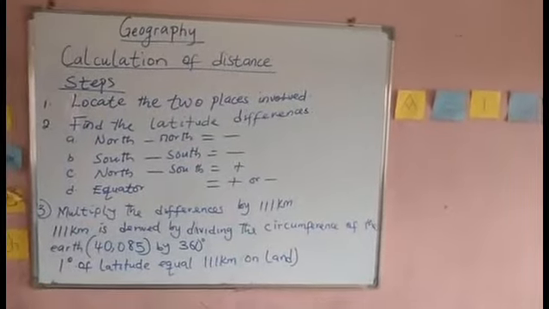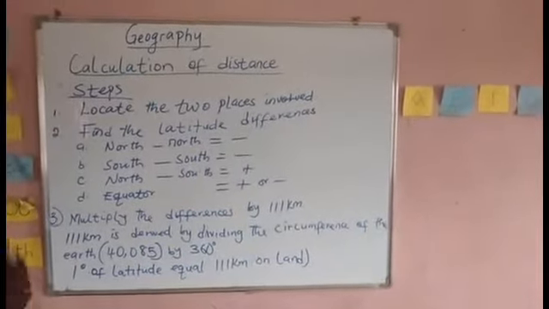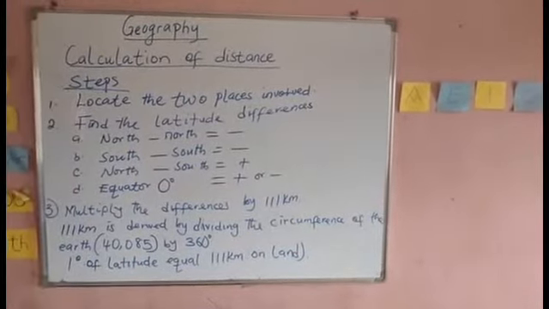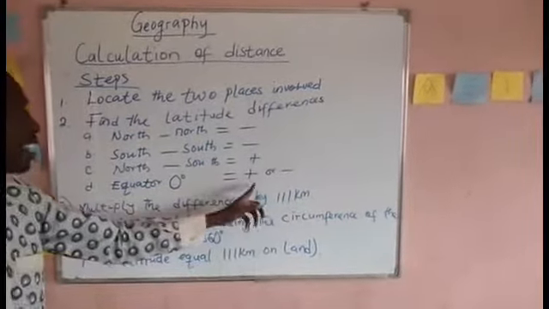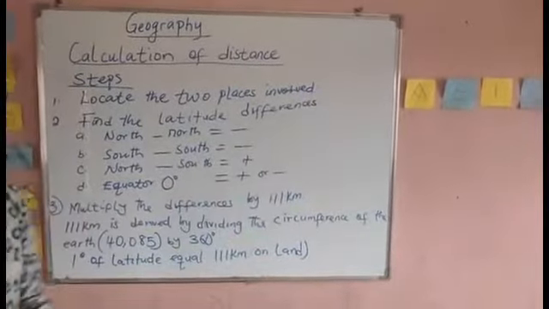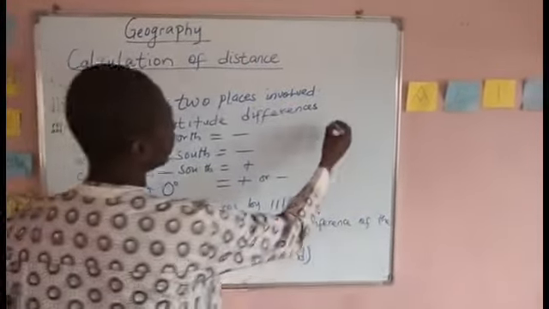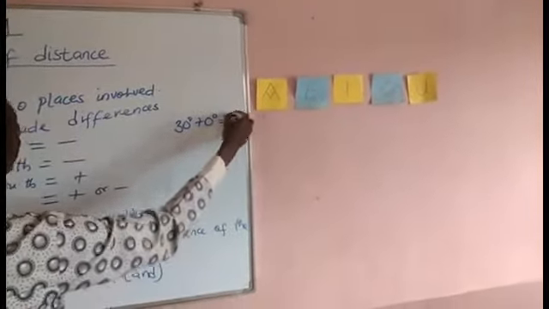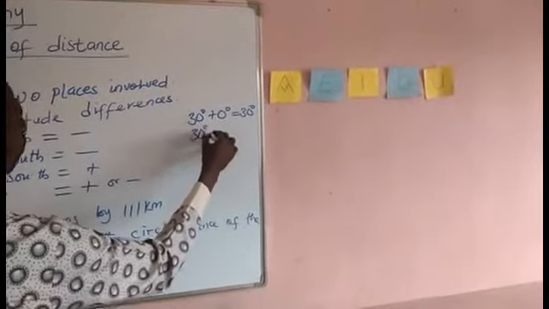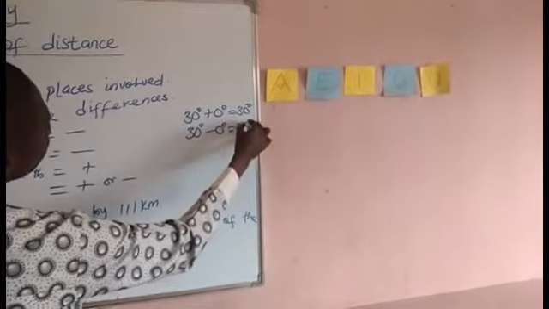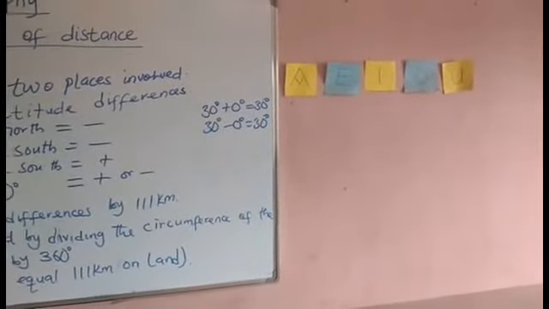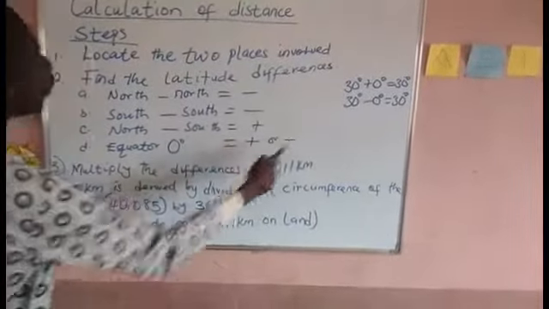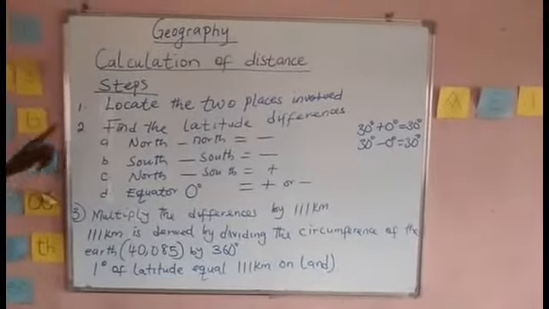Somebody might ask, Mr. Victor, why addition or subtraction? It is addition or subtraction because the equator is 0 degrees, so you can add, or if you wish, you can subtract. You will still arrive at the same answer. 30 degrees plus 0 equals 30 degrees. 30 degrees minus 0 equals 30 degrees. That is why when you are dealing with the equator, which is 0 degrees, you can add, and if you wish, you can subtract. That is step number 2.